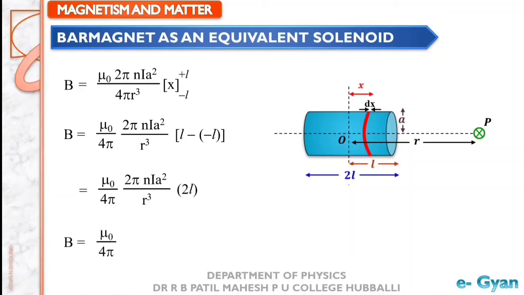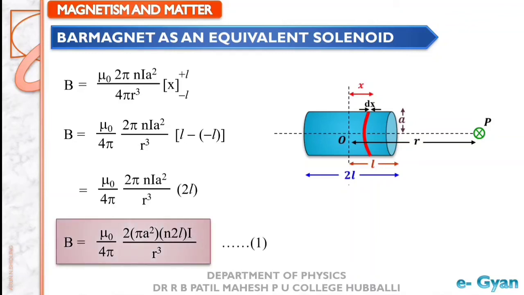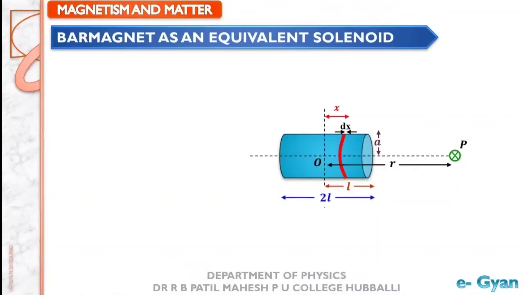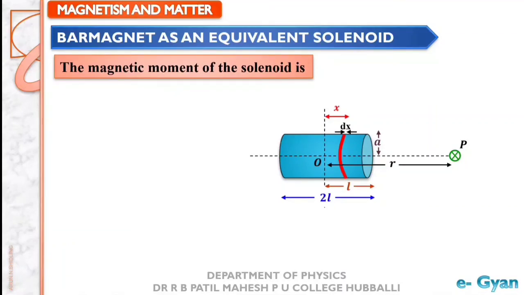So B, the total magnetic field, comes out to be mu naught divided by 4 pi into 2 into pi a square into n 2L into I divided by r cube. Assuming this to be equation 1, let us have a look at the next part, what we are going to do. So here, considering this diagram, we shall try to speak about the magnetic moment of the solenoid, that is, the magnetic dipole moment of the solenoid.